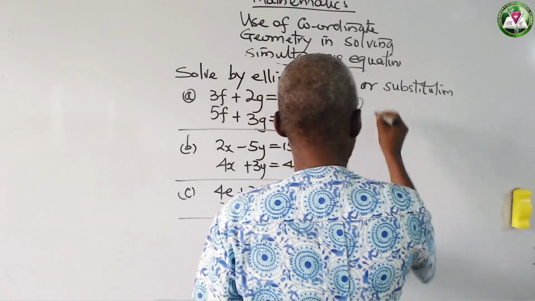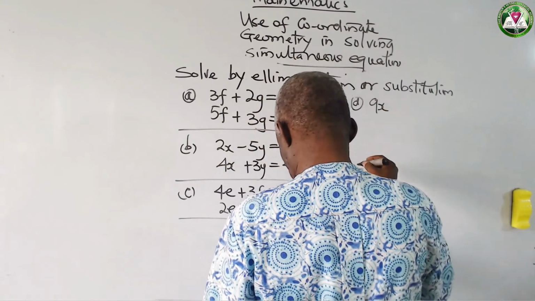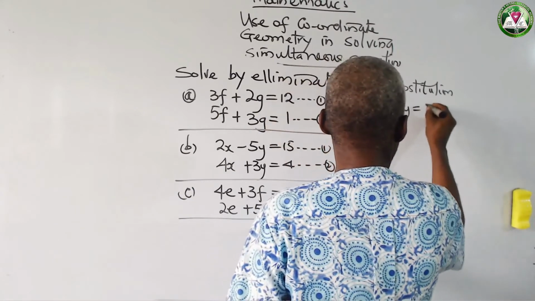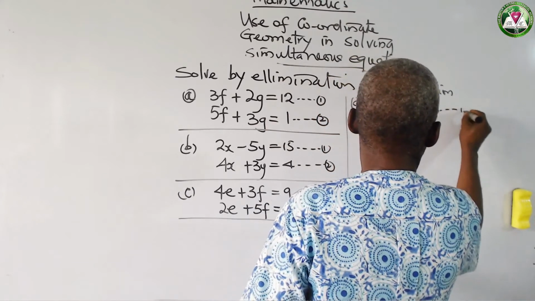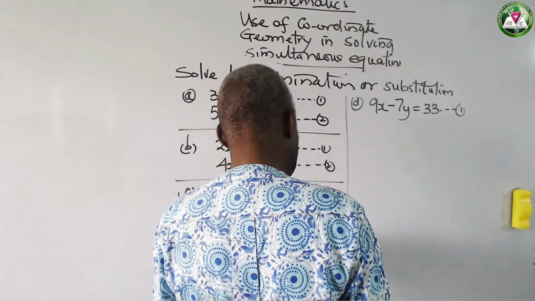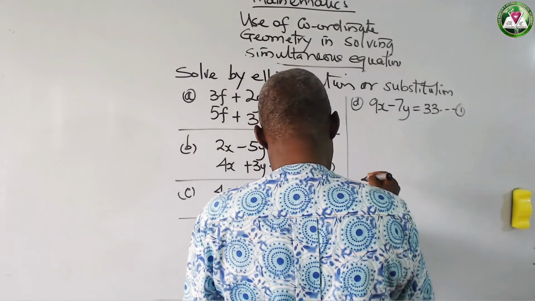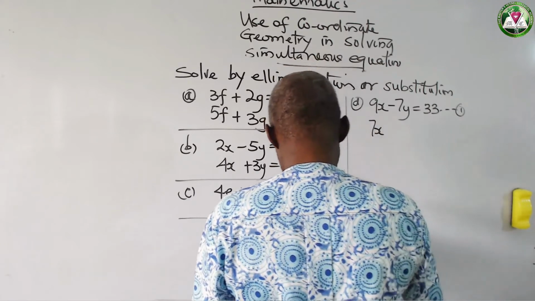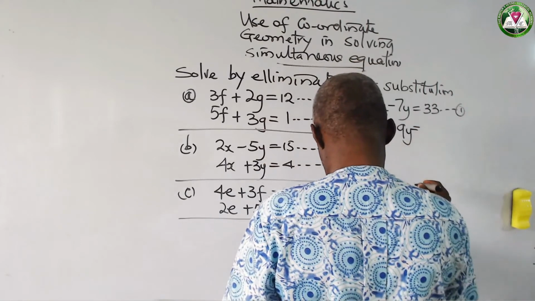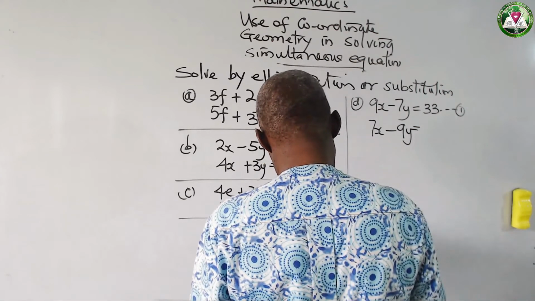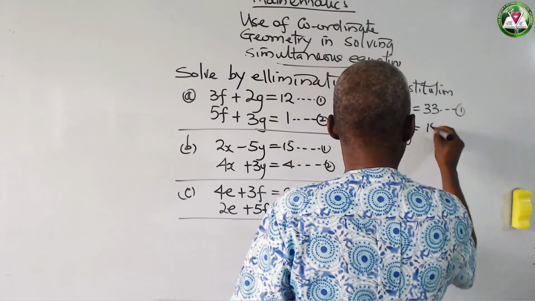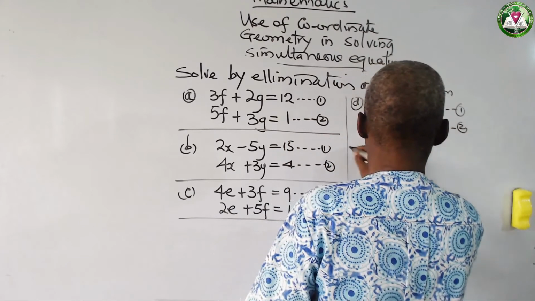Then we take D. 9x minus 7y is equal to 33. You can see such numbers. If you are trying to use graph like this one that is stated here now, you will sweat too much. Then 7x minus 9y is 15. That is equation 2.